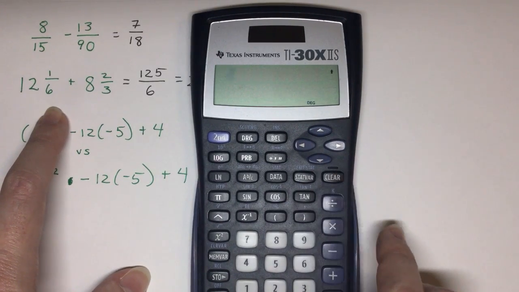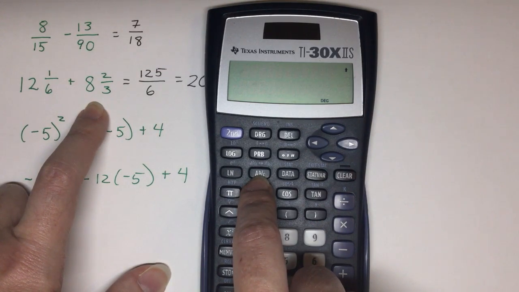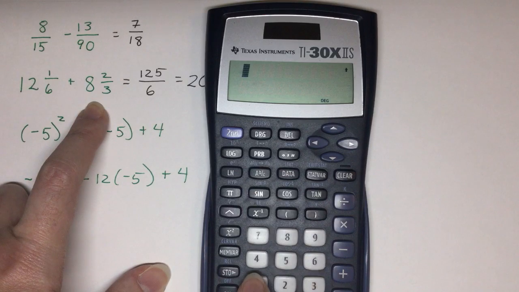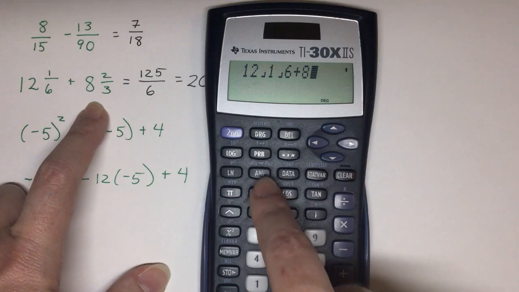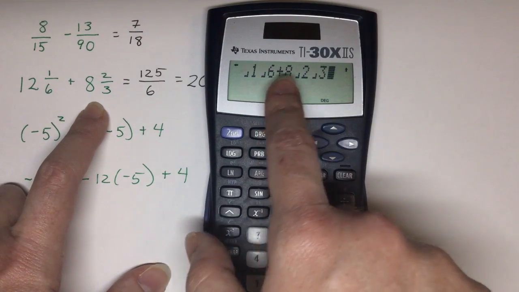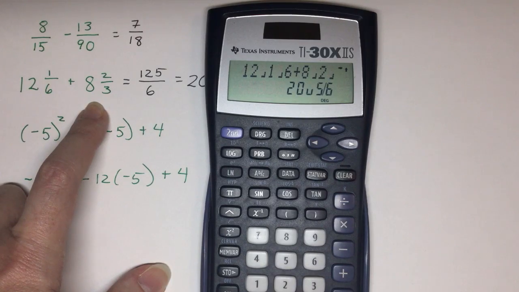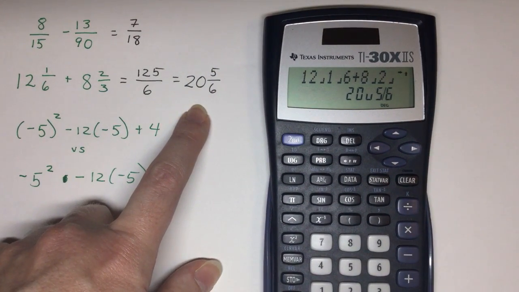Here, 12 1/6 plus 8 2/3. On this calculator, it is nice because you can use this key, the A B over C, and enter mixed numbers. 12 fraction 1 fraction 6. So that's going to be 12 and 1/6 plus 8 fraction 2 fraction 3, plus 8 2/3. 20 and 5/6, what we had gotten before.